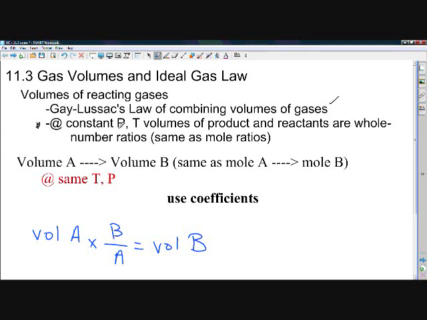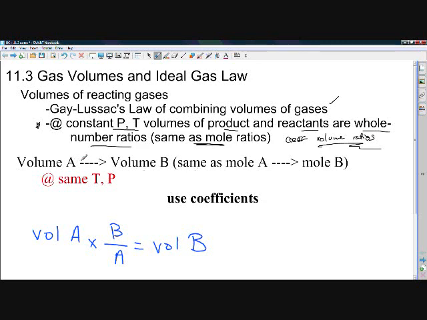And here's basically what it says. If the gases within a reaction are at the same pressure and temperature, then the volumes of all of the gases that are products and all the gases that are reactants are in whole number ratios. Now that's a big deal because basically what they're saying is it's exactly the same as mole ratios. The coefficients tell us volume ratios, just like we used mole ratios in chapter 9.